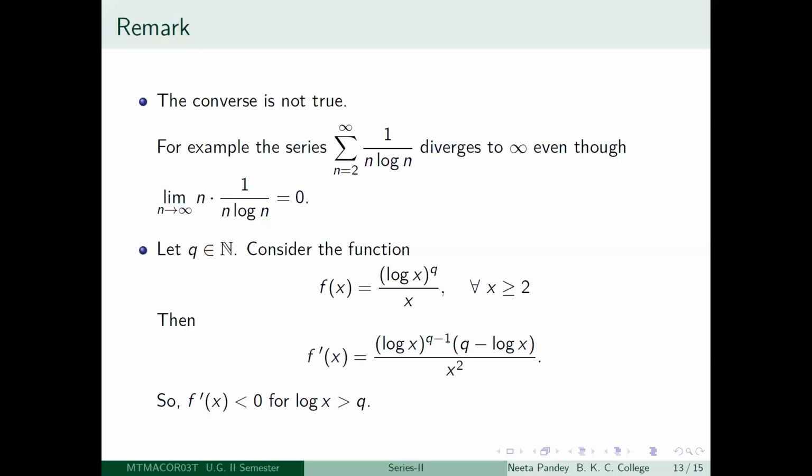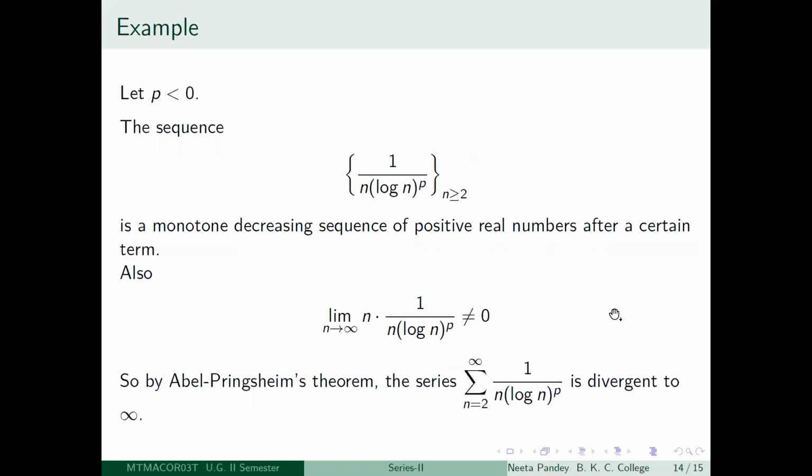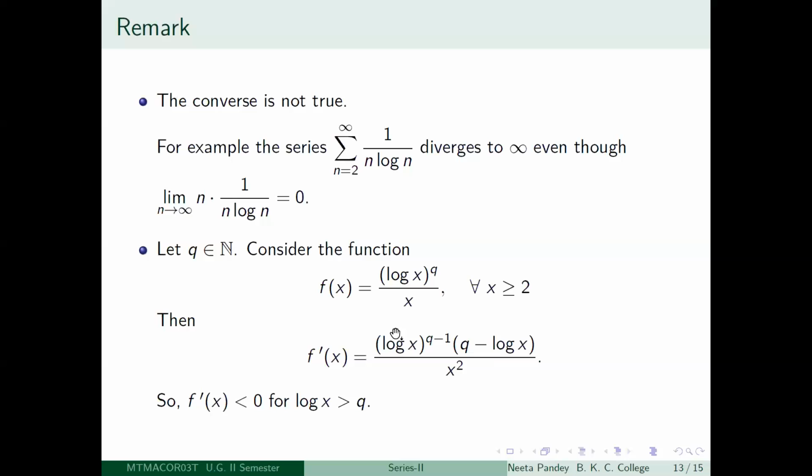So instead of that, we actually do the computation. I said that this will become 1 over log n to the power k, divided by n, where k is a positive number. So I have just taken a positive integer q and looked at the function log x to the power q divided by x, for all x greater than or equal to 2, for the obvious reason that I want log x to be positive.